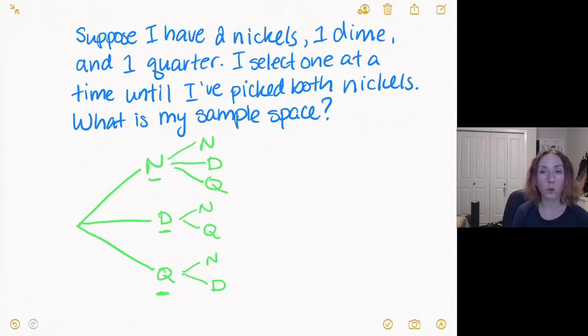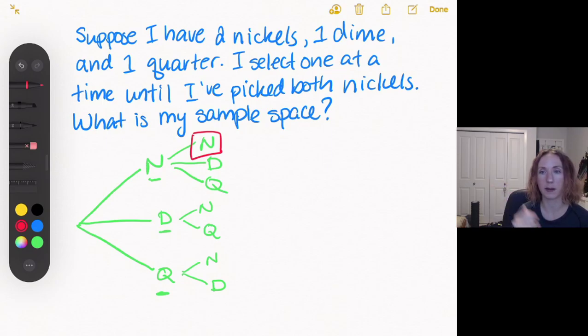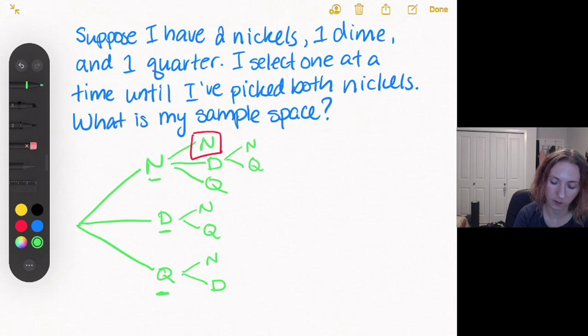Now, when we go to add in our third option, so if I had that nickel as being the first one, well, at this point, I would be done. I would stop. I have no more to pick. I've done everything I had to do. I've picked both nickels. So my first outcome would be nickel. But my next branch, nickel, dime. So I picked a nickel and I've picked a dime. What's left? A nickel or a quarter. So I could pick nickel or quarter.